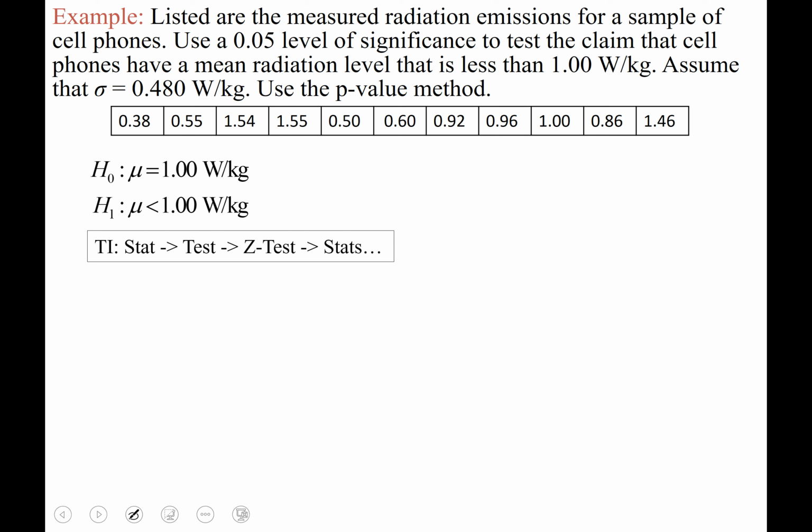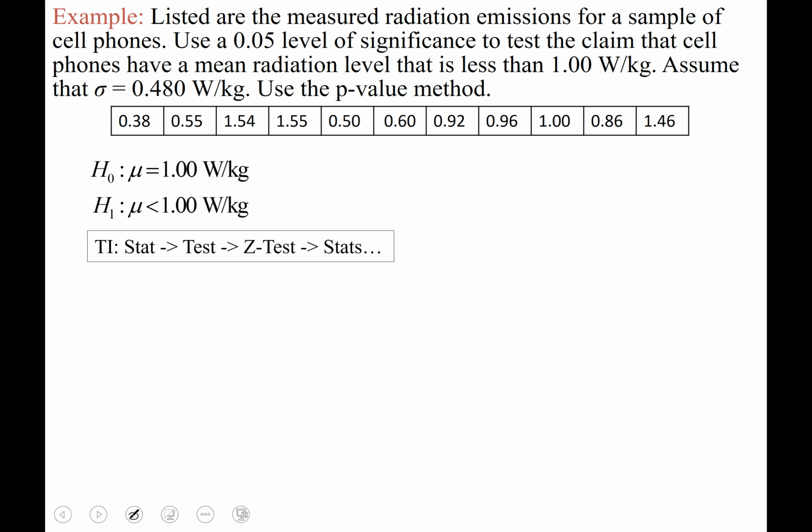Open the z-test. Decide if you're going to run this off of data or off of stats. So we have to select now if we're going to run our test off of data or off the stats. And we have the data here, so make sure data is highlighted. Mu sub naught is 1.00.